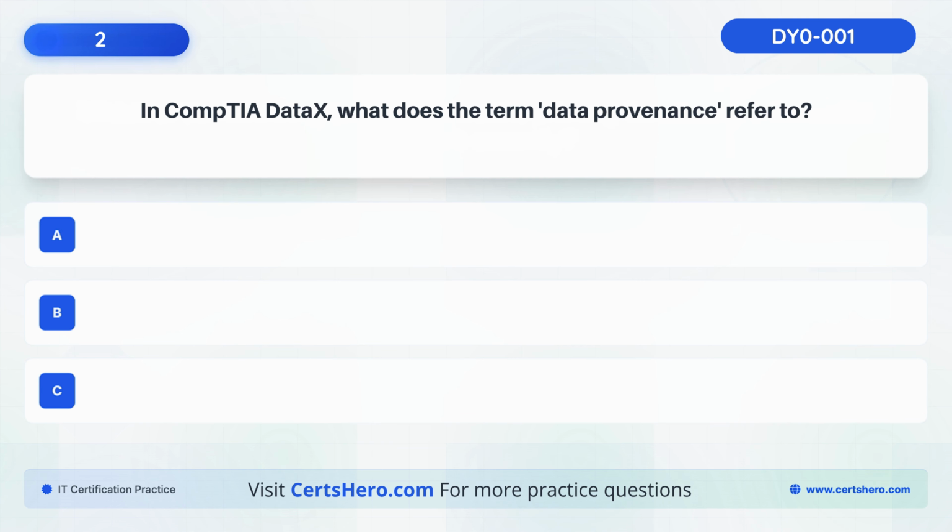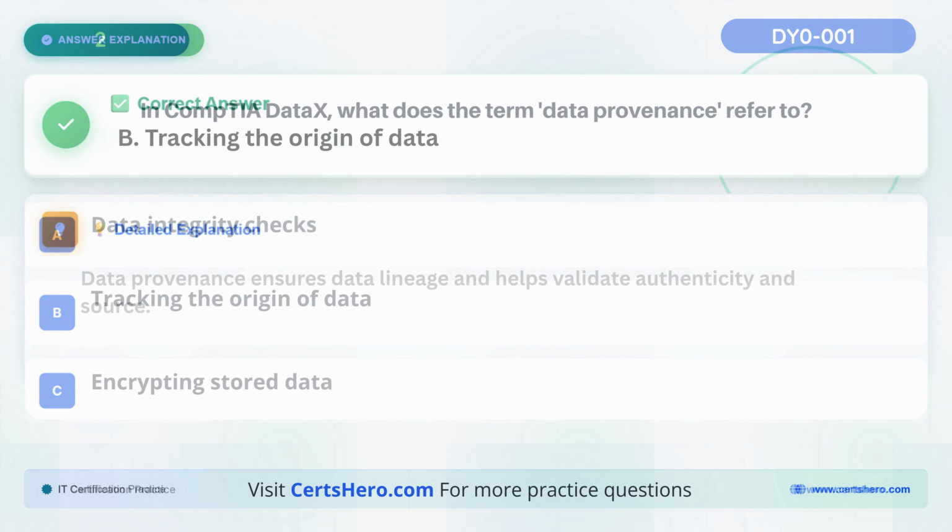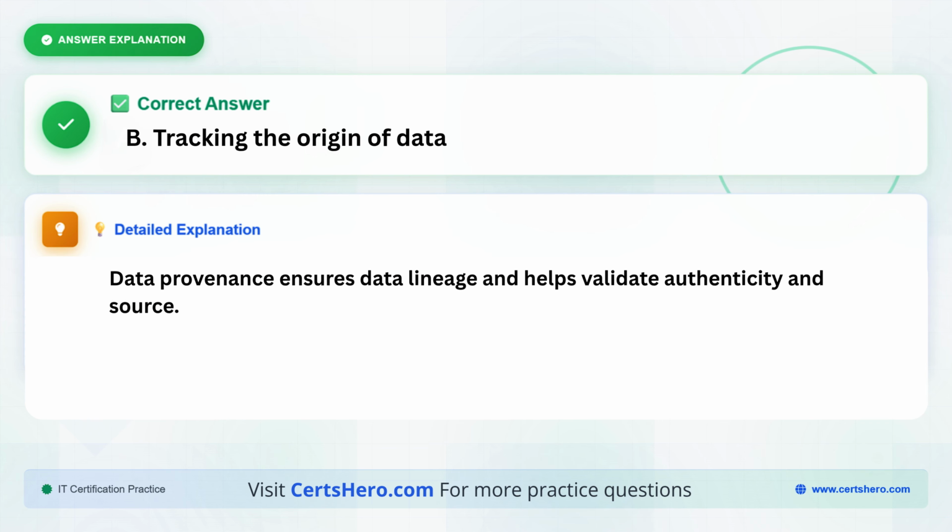In CompTIA DataX, what does the term data provenance refer to? A. Data integrity checks. B. Tracking the origin of data. C. Encrypting stored data. Correct answer is B. Tracking the origin of data. Data provenance ensures data lineage and helps validate authenticity and source.